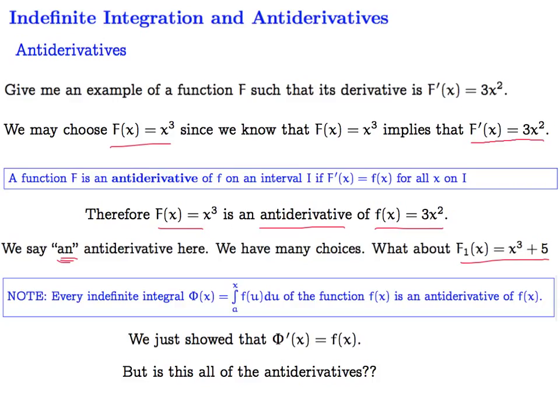But our very natural question to ask at this point is, is this all of the antiderivatives? Are there other ways to find them? Or are we always just going to have to guess at them? Or is this indefinite integral the way to go? How do we go about finding them all?